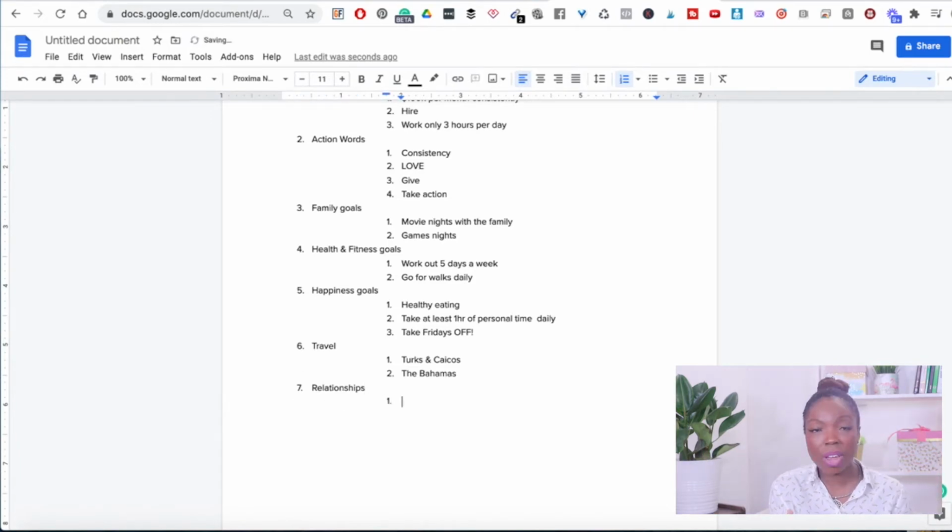And finally, relationships. This is a very important category for me. So for me, that is calling my parents daily. That's very important to me. Number 2 for me would be to increase my circle. I'm always trying to increase my circle of influence.